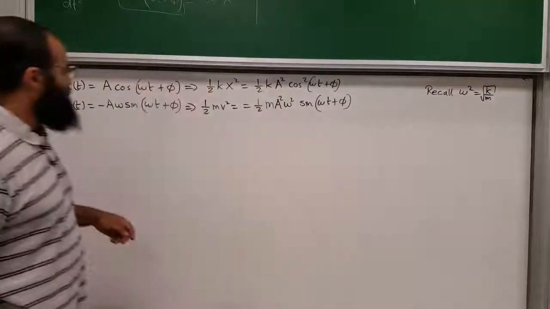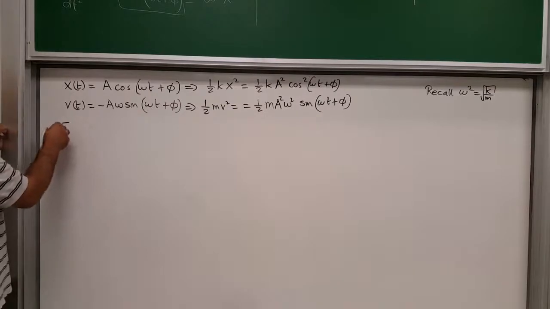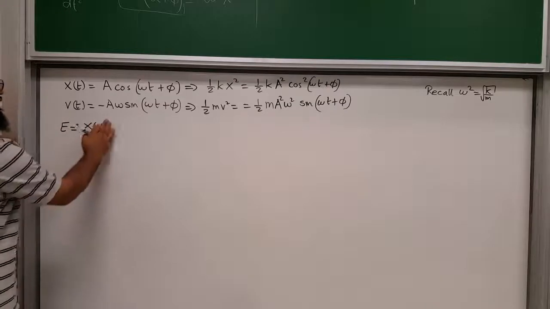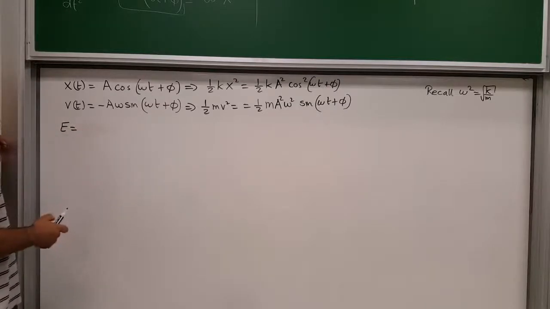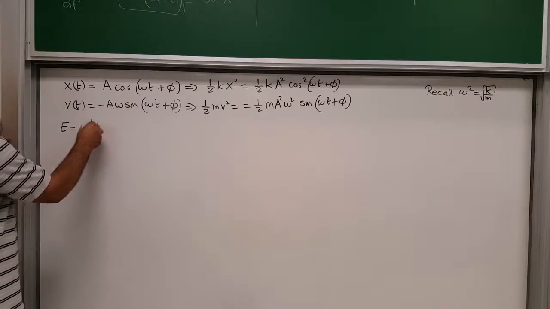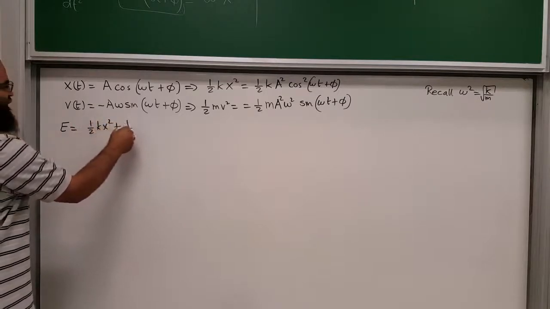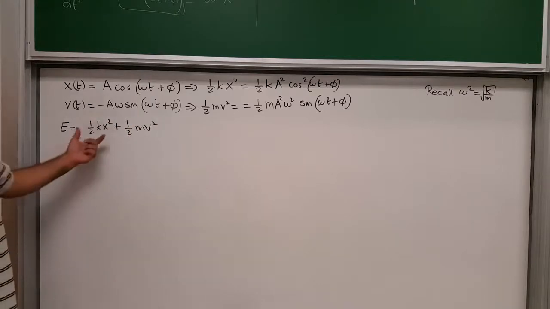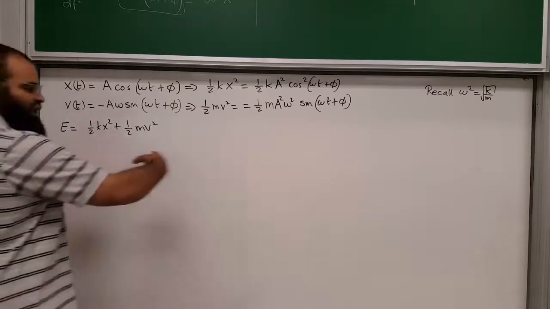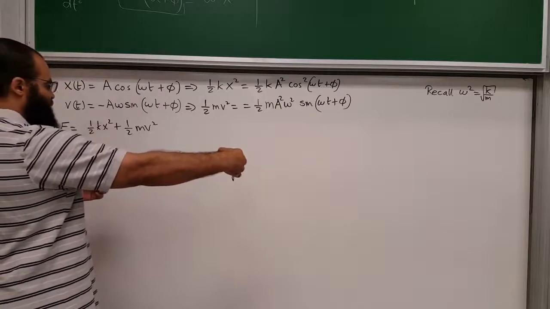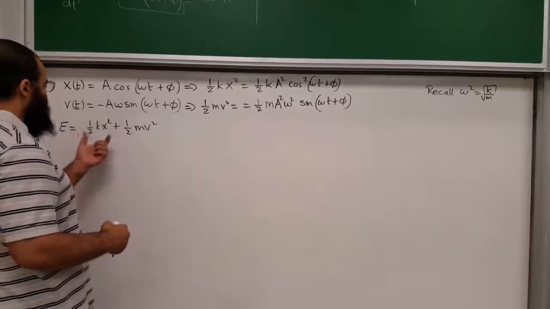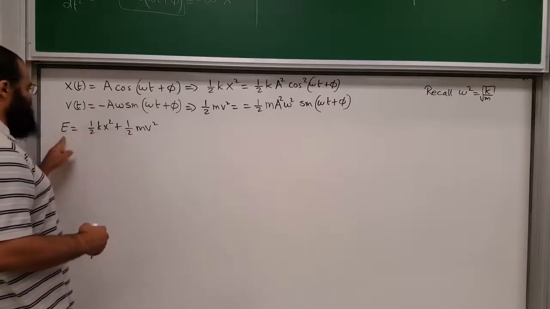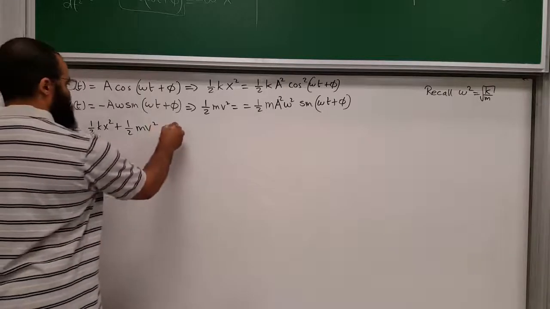So the total energy, the total mechanical energy is... No, I'm sorry. It would be the potential energy plus the kinetic energy. It will be 1/2 kx squared plus 1/2 mv squared. Now, when x is maximum, let's say if you have a spring and it's as far away from equilibrium as possible, the velocity then is 0. So when the potential energy is maximum, the kinetic energy is minimum, but their sum is always E. It's constant.